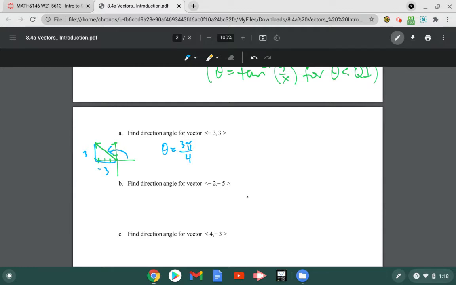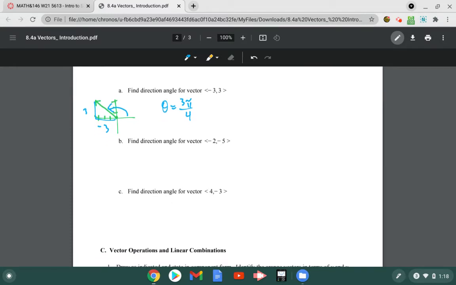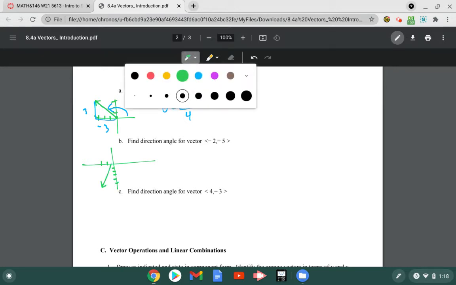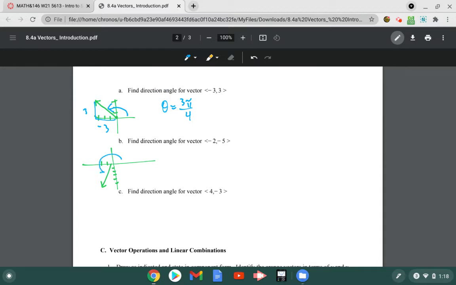Next, let's find the direction angle for -2, -5. So I'm going to draw a picture again. -2, -5, everyone's negative in quadrant 3. So -2, 1, 2, 3, 4, 5 is my vector right here. So that direction angle is this one right here. This is not a common triangle, so I know that I do have -5 here and -2 here. So I do need to use a tan inverse, knowing that tan inverse is going to land me in quadrant 1 instead.